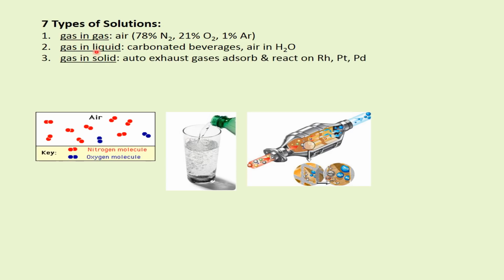There are in fact gas in solid solutions. So auto-exhaust gases such as carbon monoxide and NOx and hydrocarbons combine with oxygen, and all of these gases are dissolved or adsorbed on the surface of the catalysts in a catalytic converter, namely rhodium, platinum, palladium, to convert them to less harmful substances such as carbon dioxide, water, and nitrogen. This is an example of a gas in solid solution.